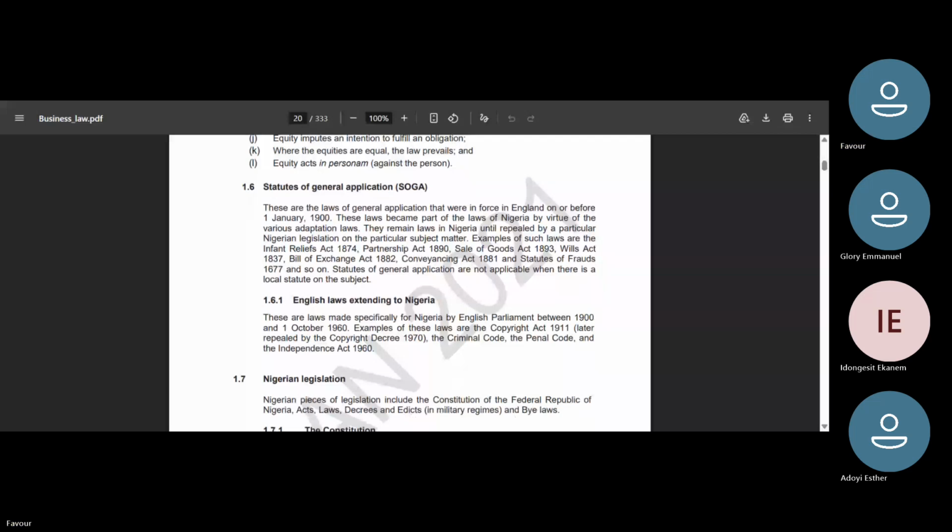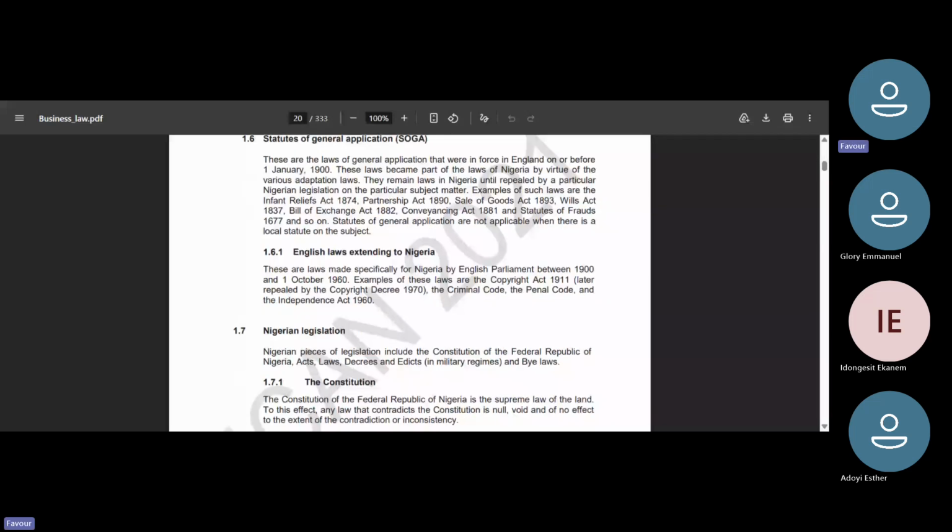Then they have English laws extending to Nigeria. These laws were made before independence, during the colonial period. It was colonialism. So when you see the decrees, the Criminal Code and the Penal Code, all these laws were extended to Nigeria.